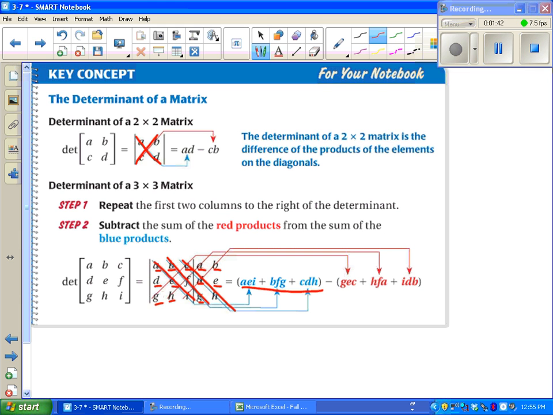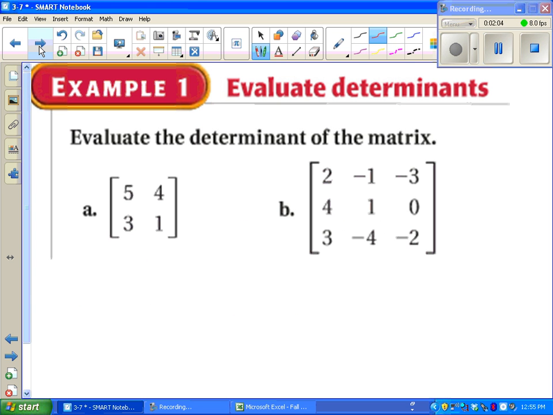Then we have to do the same thing diagonally the other way, starting with g. Multiply diagonally, diagonally, diagonally. And once we get these two numbers, we subtract them. So a 3x3 is definitely more involved than a 2x2, but that's probably to be expected. So let's find some determinants.